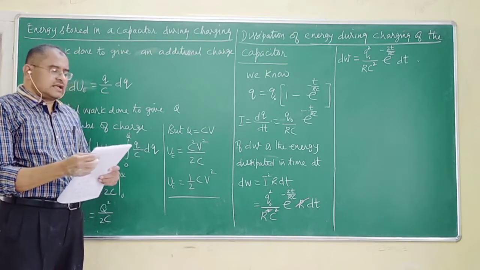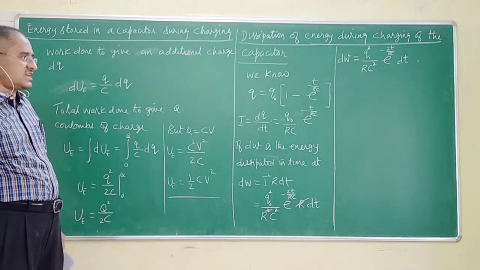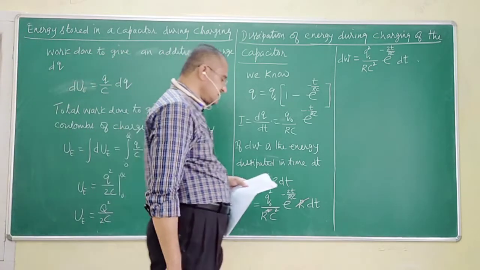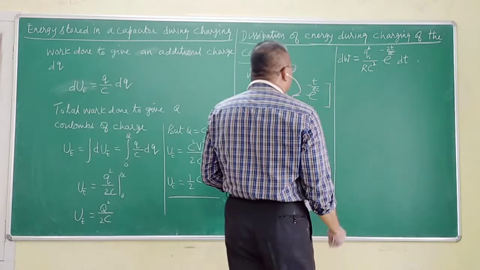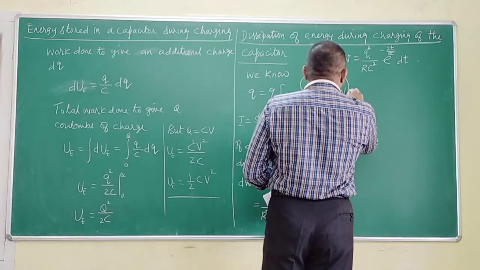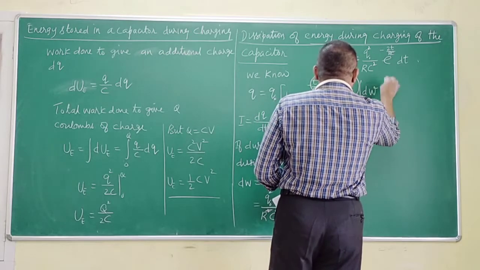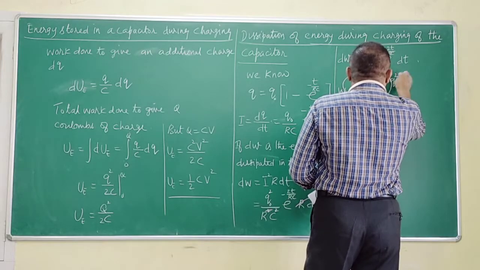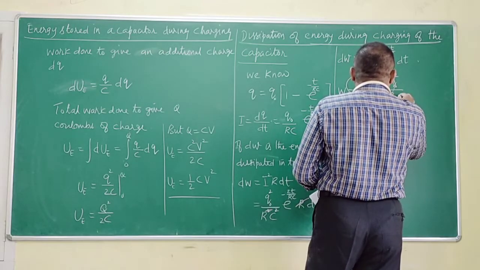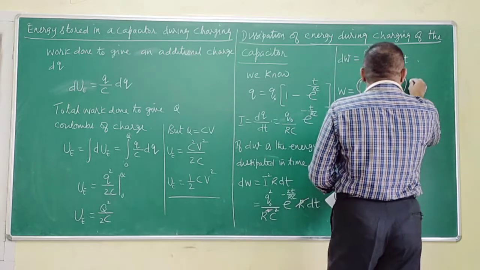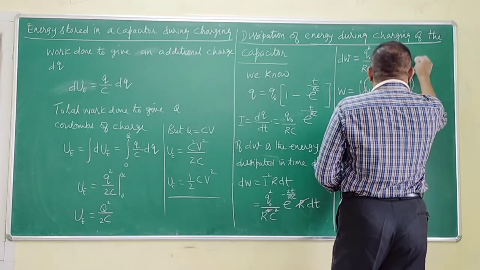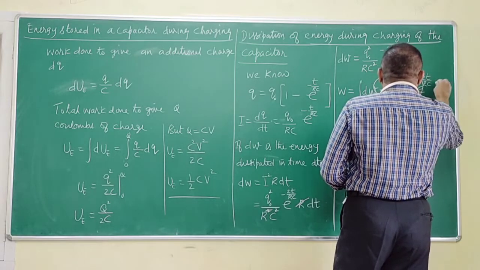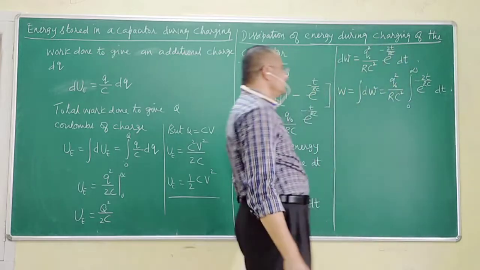To get the total energy dissipated by the condenser during charging, you have to integrate this expression to find out its maximum value. Therefore, W is equal to integral, constant, C squared constant, integral 0 to infinity e to the power minus 2t by RC. That is what we need to do, sir.